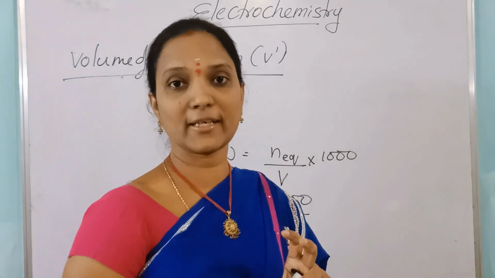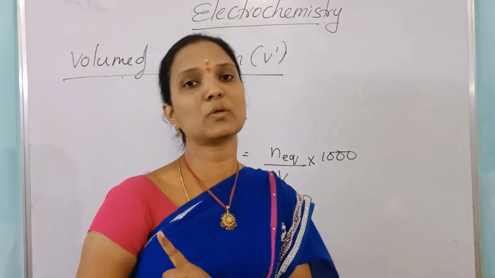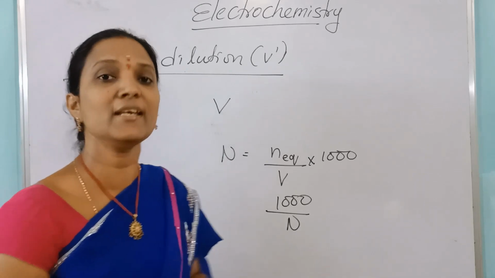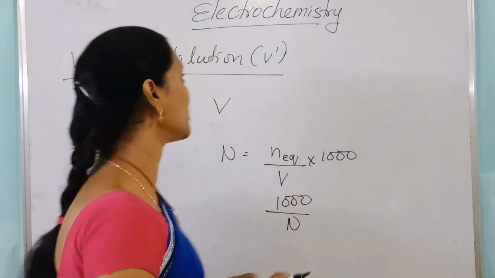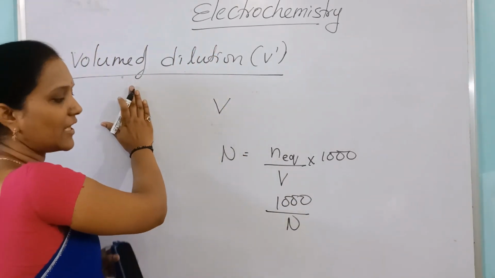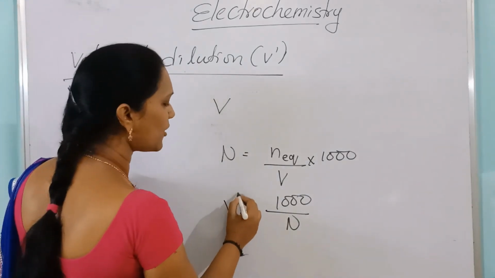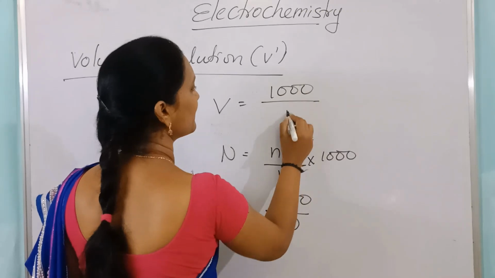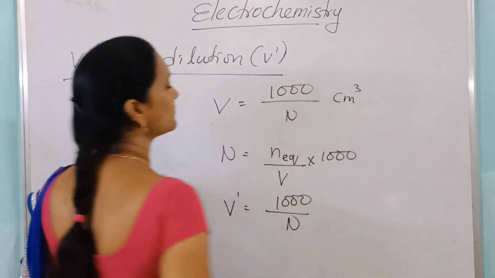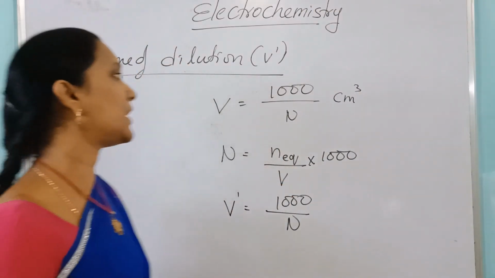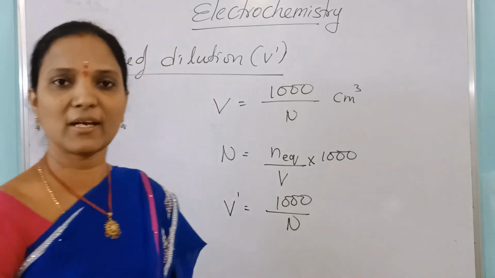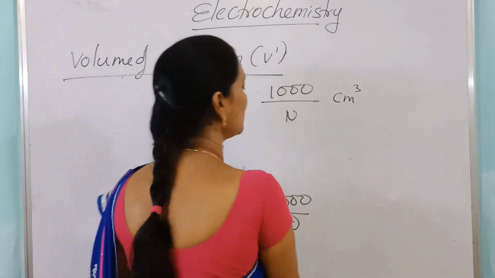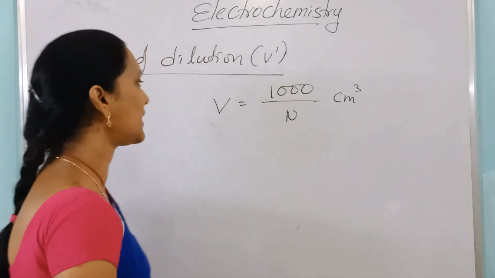Volume of the electrolytic solution that contains 1 gram equivalent of electrolyte. If 1 gram equivalent of electrolyte is present in a given volume of electrolytic solution, then it is called volume of dilution. Then what is the formula for this volume of dilution? 1000 by normality in cc. The formula is very simple: they will give the normality, and we have to calculate the volume of dilution.